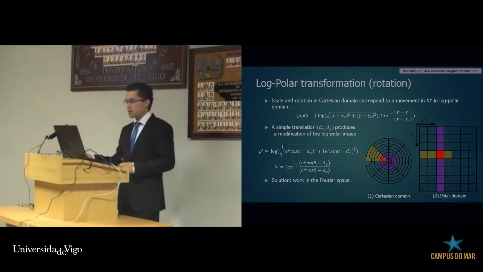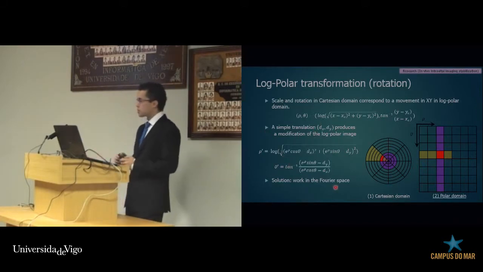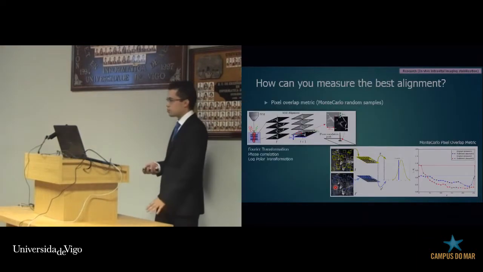The main problem here is that a simple translation, dx dy, produces a modification of the log polar image. So these equations change a lot, but the solution is to work in the Fourier space, and you obtain the solution.